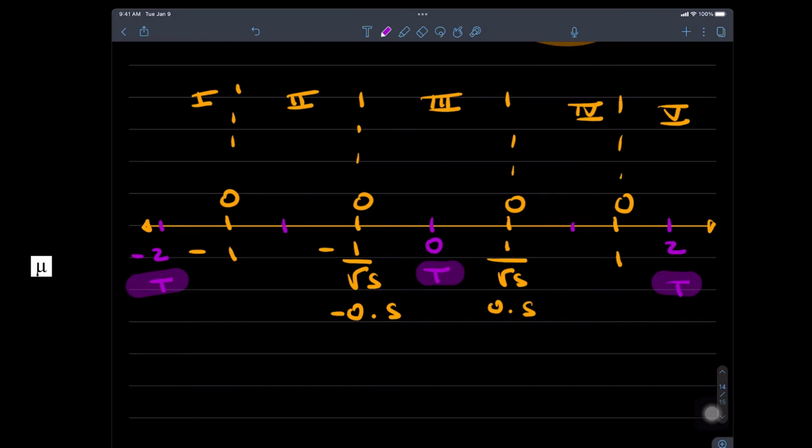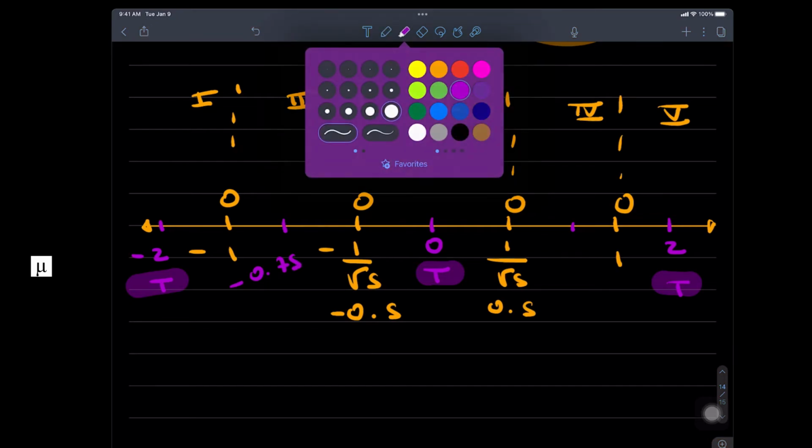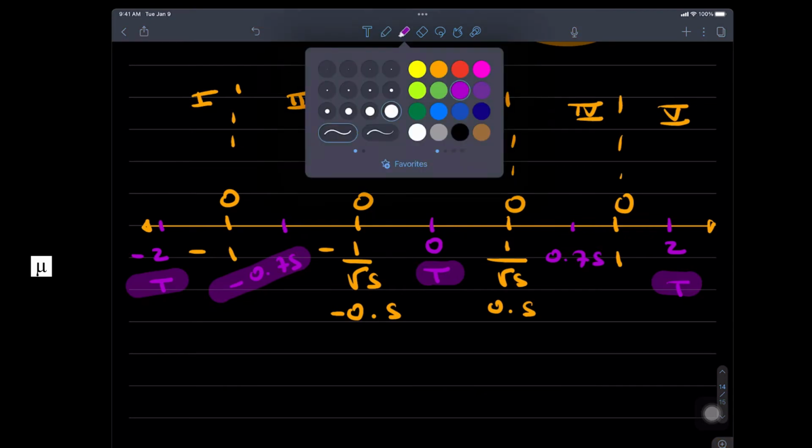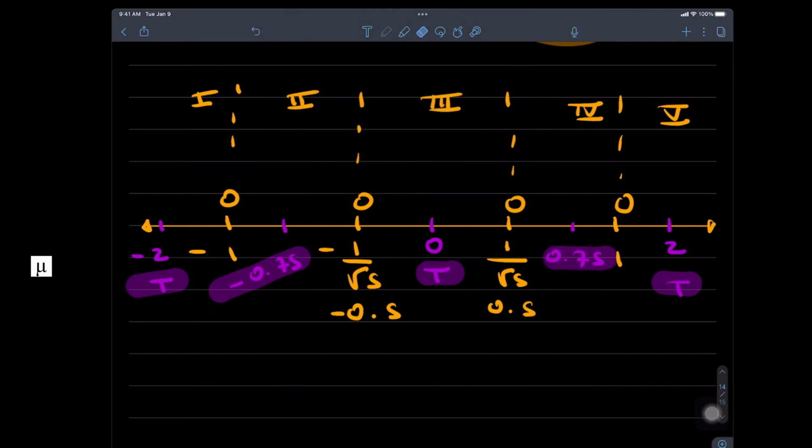Give me a number between -1/2 and -1. Oh, that's kind of like -0.75. Is that pretty good, you guys think? -3/4? It's kind of like in the middle. And the other one would be a positive version of that, positive 0.75. Other test points.